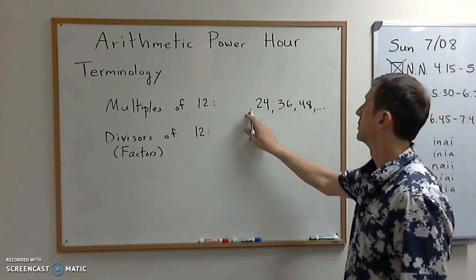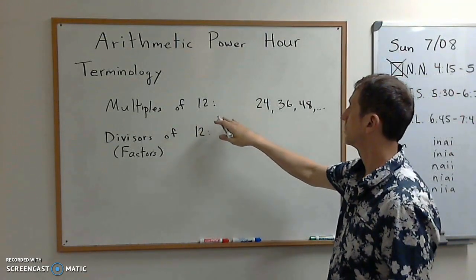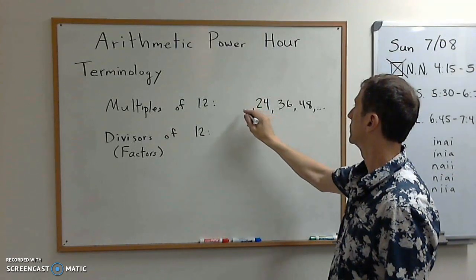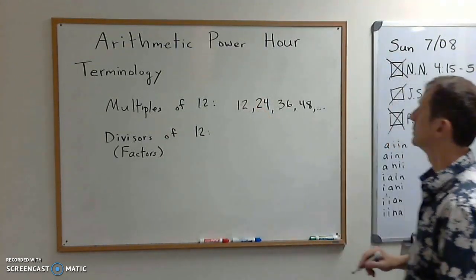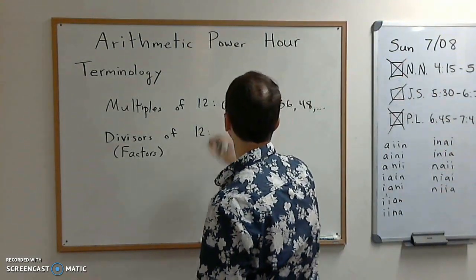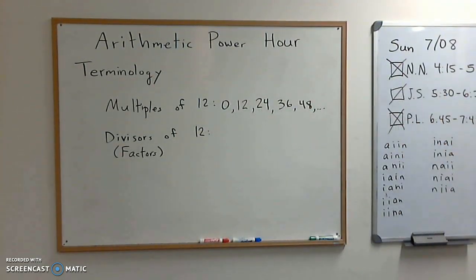I don't know why, but students get this wrong more than they get it right. The definition of a multiple of 12 is 12 times any whole number. That includes 12 times 1, which is 12. It also includes 12 times 0, which is 0. So every number has as multiples of itself, 0 and itself.